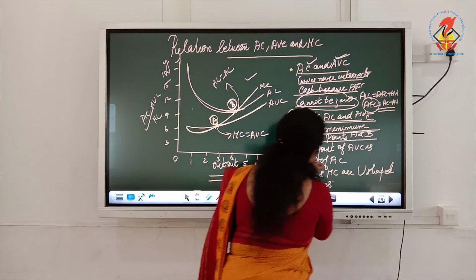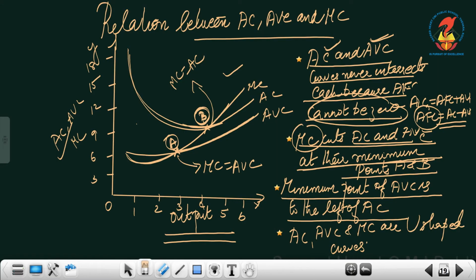Now, the minimum point of AVC is to the left of the minimum point of AC. This is the minimum point of the AVC curve, and it is at the left of the minimum point of AC.